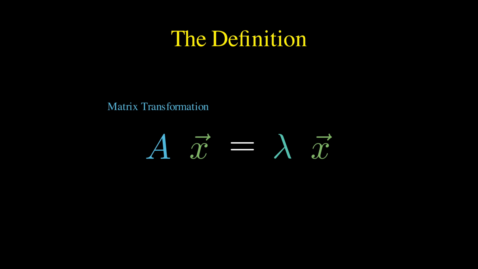If we have a square matrix A and a non-zero vector x, we say that x is an eigenvector if multiplying A by x results in a scalar multiple of x. That scalar is what we call the eigenvalue, denoted by lambda. In equation form, this is simply A times x equals lambda times x. This means that when the matrix A transforms the vector x, it only stretches or shrinks it without changing its direction. Now, let's see how we can actually calculate these values.